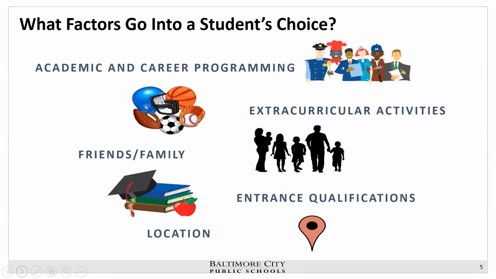When families and students are making their school selections for the choice process, these are some of the factors that go into considering your choice selections. The first and foremost important factor that we want families to take into consideration is the academic and career programming offered at our various choice sites. The extracurricular activities, as well as the location, among other factors, we want families to consider as well in making their school selection.